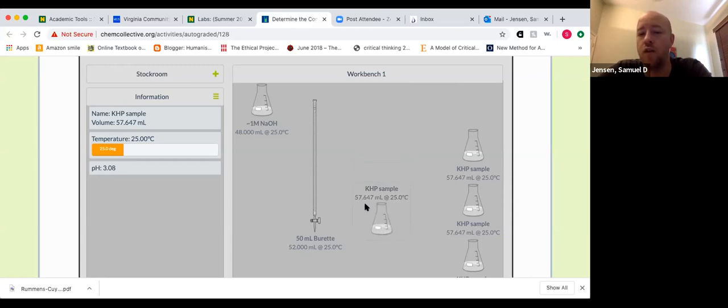The volume of the KHP sample is not important. How much is there is not important. It is the moles of stuff interacting.